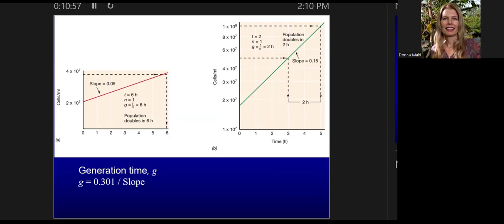Yeah, it's just standard. Yep, 0.301 divided by slope. Frankly, I don't know how they came up with 0.301, but that's what it is. It's like, okay, I believe you. I don't want to know the math of that.